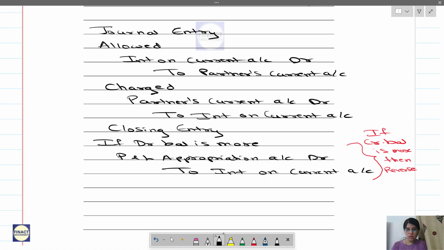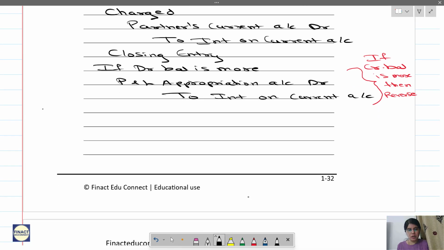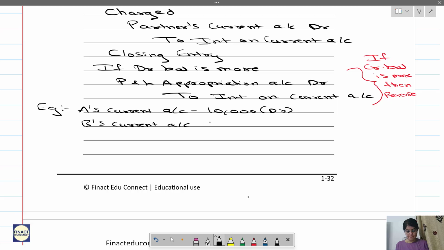Now we will solve one small example over here. Let me write down the example. You can write it along with me. I think you must also be having some space constraint over here, so just write it somewhere in the margin. That's fine. So see here, just to understand, we have two partners. A's current account balance is 10,000 debit, and B's current account balance is 20,000 credit. Interest on current account, both charged and allowed, is 10% per annum.